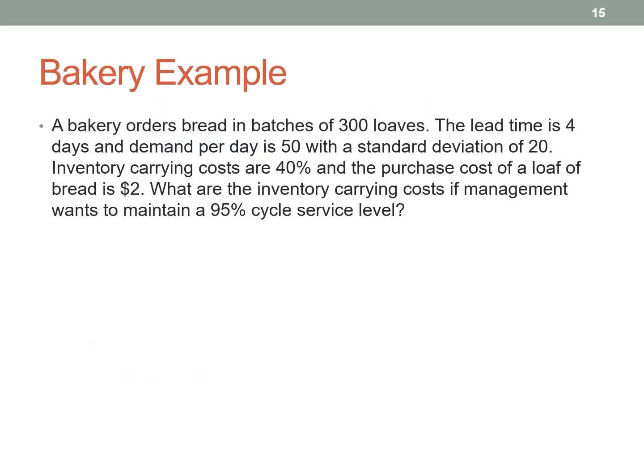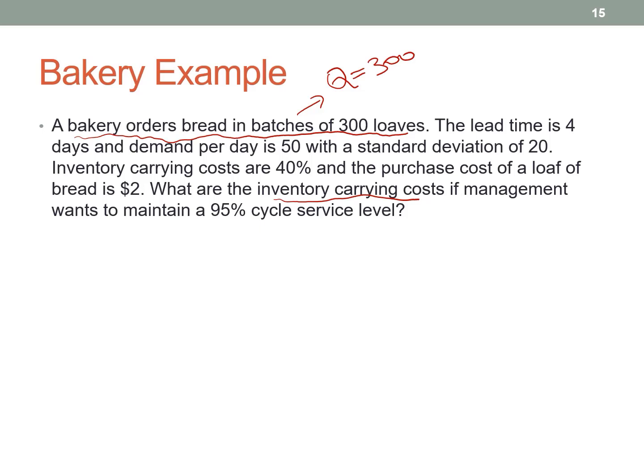Okay, so let's look at our bakery example again. We have to calculate the inventory carrying costs, and we are not given the average inventory level. Instead, we're given other information. So the bakery orders bread in batches of 300 loaves. Whenever we order something from the supplier or we produce it in batches of certain quantity, that's going to be our batch size or ordering quantity Q. So just from the first line, I know that Q equals 300.